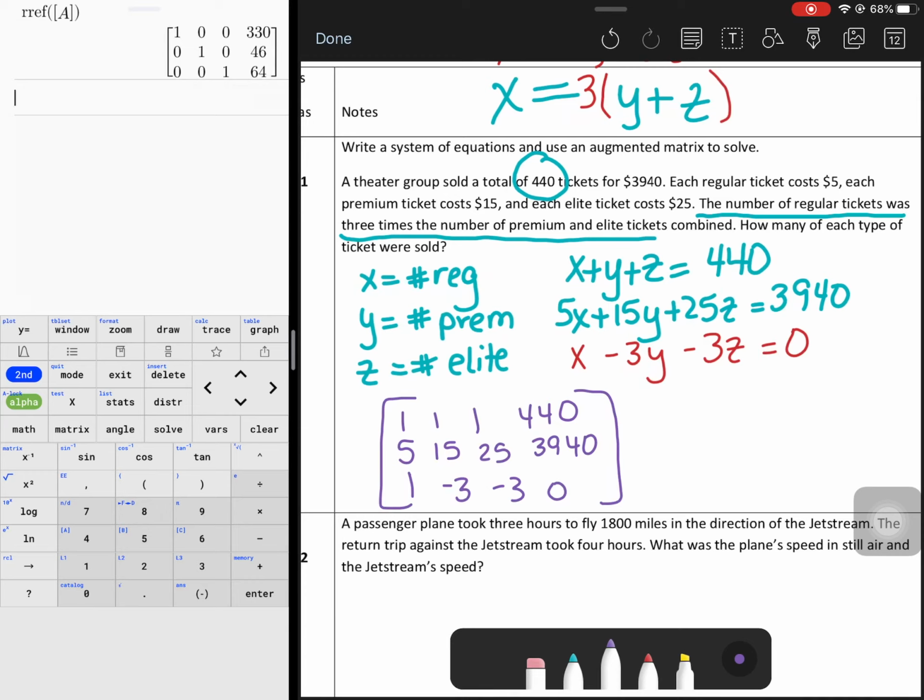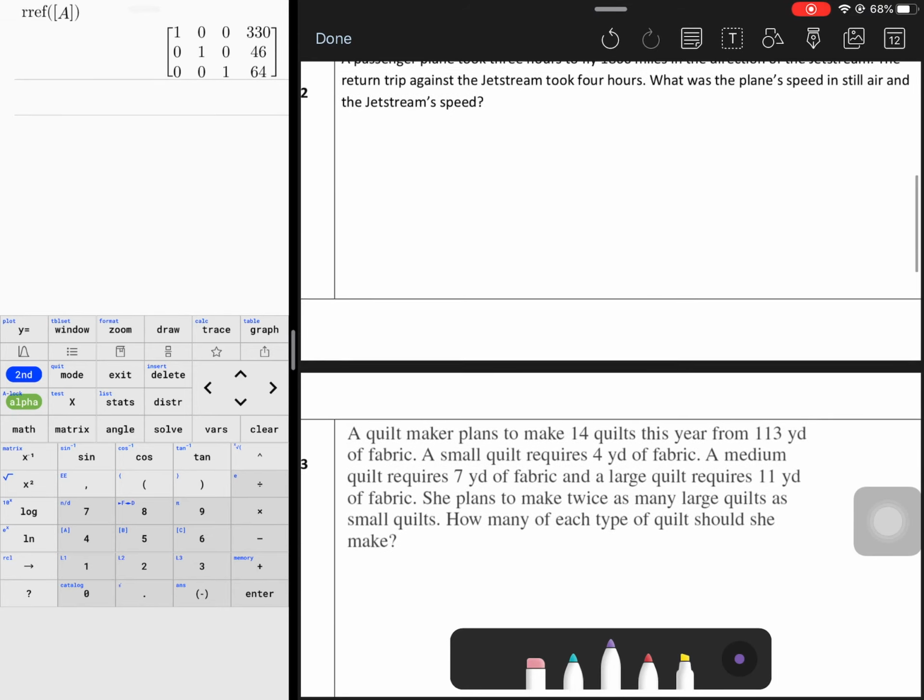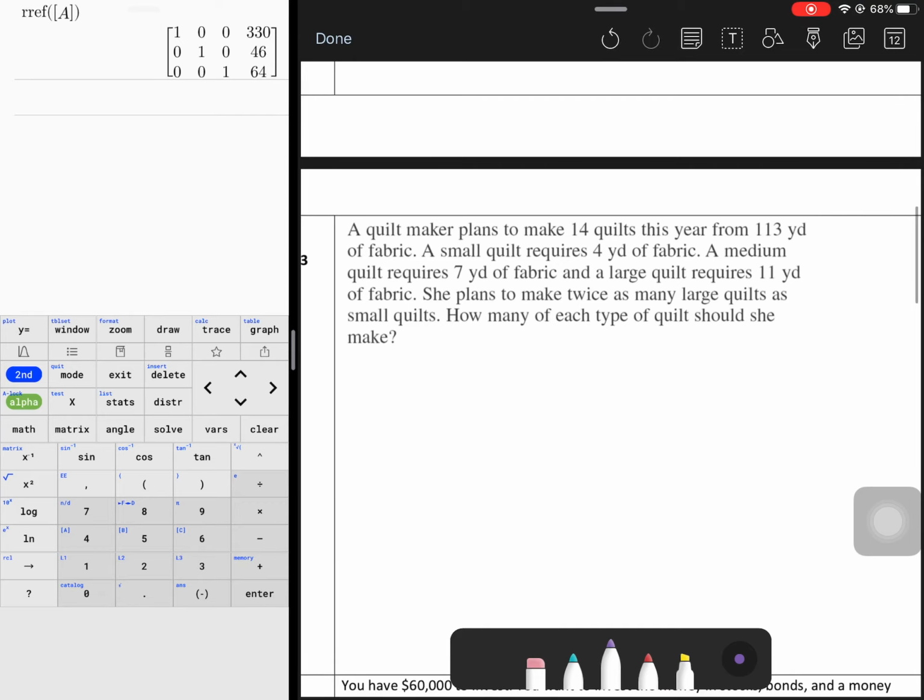So it shows us that X is equal to 330 tickets. Y is equal to 46 tickets. And Z, the elite, is 64 tickets. Okay, I'm going to move past number 2 just for a minute so that we can go to the quilts problem.